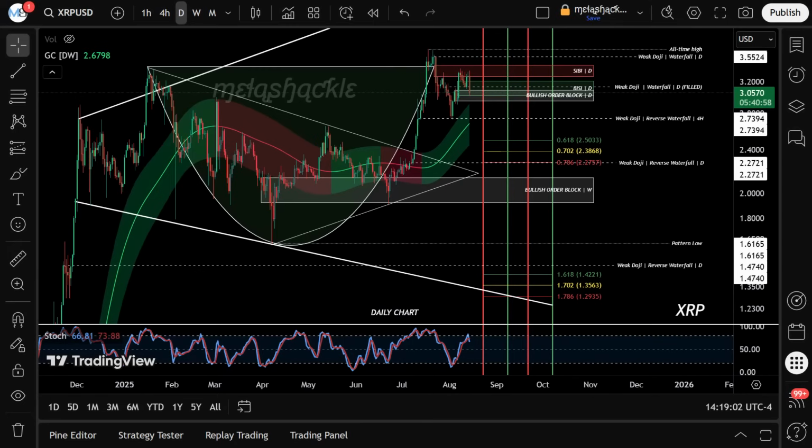Now, taking a look at my XRP Cup Handle chart, I did somehow lose the chart that I was using previously, and I'm not exactly sure how that happened, whether it was erased or what the circumstances were, but I ended up having to create another one. So this one definitely varies a little bit from the one that I was looking at previously. But we are still trading within the handle area on this chart.